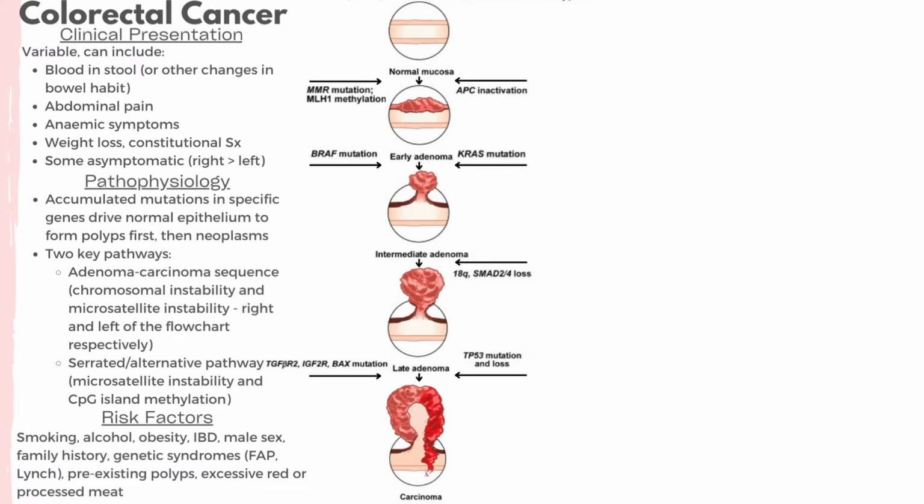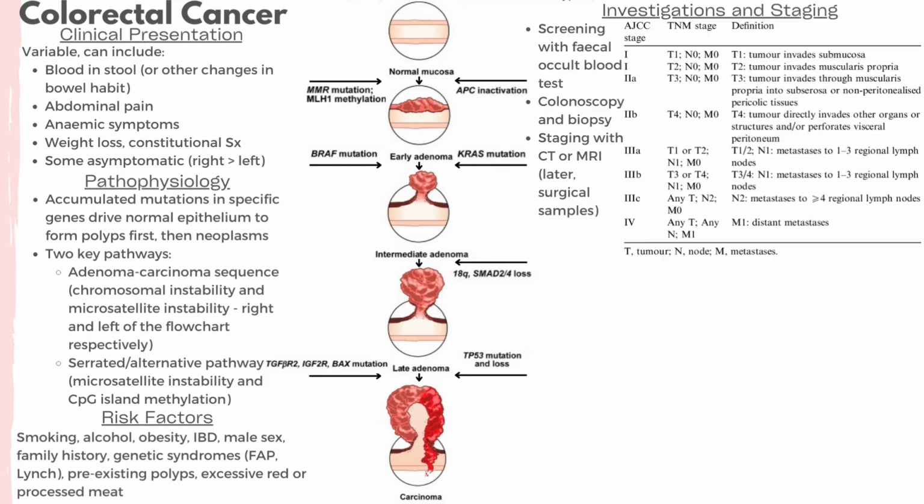Some key risk factors for colorectal cancer include smoking, alcohol consumption, obesity, inflammatory bowel disease, so that's Crohn's and ulcerative colitis, being male, having a family history, having a genetic syndrome like FAP, which is familial adenomatous polyposis, try saying that one 5 times fast, or Lynch syndrome, having pre-existing polyps, and consuming excessive amounts of red or processed meat.